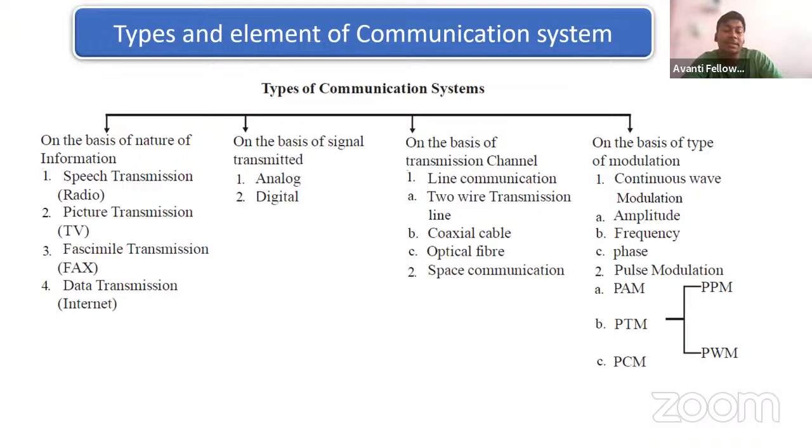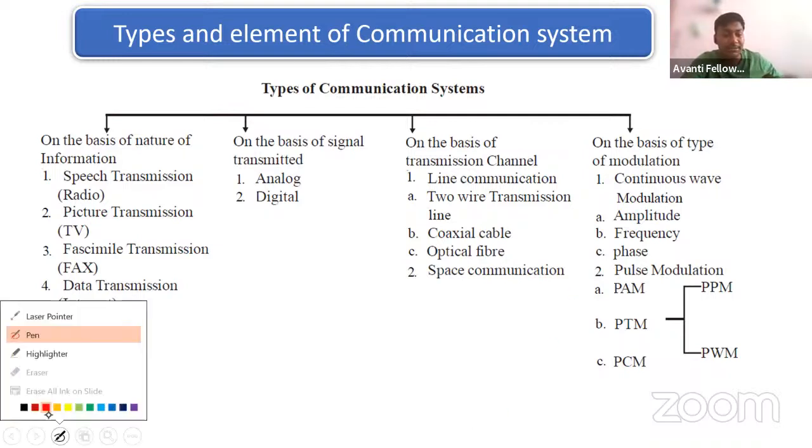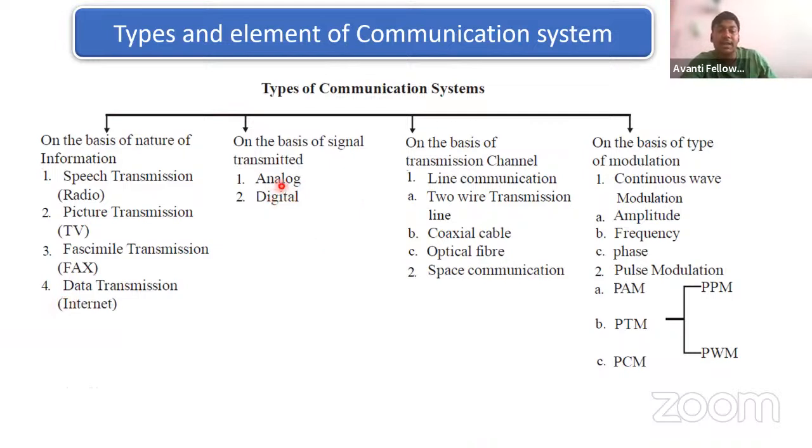On the basis of the signals transmitted, the communication system is an analog communication system or a digital communication system. And on the basis of the transmission channel, there is line communication, wire to wire, with two wires where the transmitter and the receiver are both connected with some wire. We can say two wire transmission lines, coaxial cables, optical fiber, and space communication. These are the basic fundamentals of a communication system when we have a transmission channel.